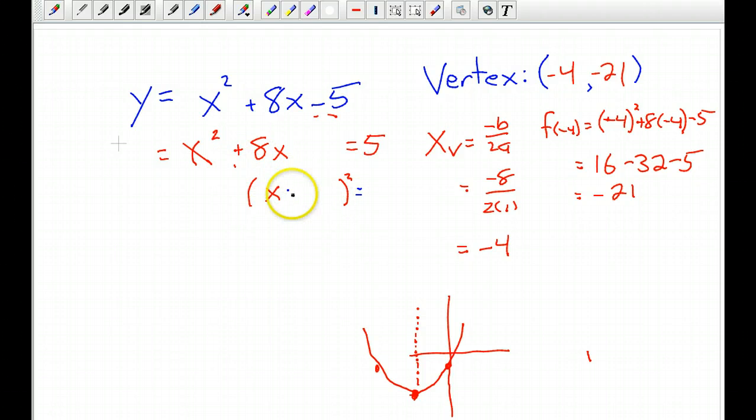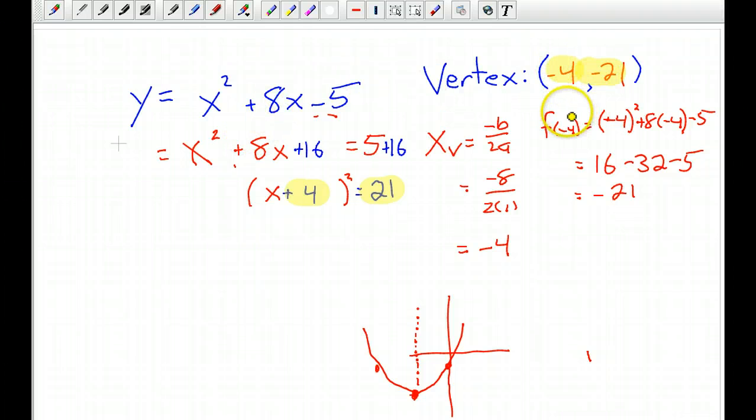Half of 8 is 4. 4 squared is 16, both sides. And 5 plus 16 is 21. Stop there. Any observations about where we're at right now? 4 and 21. What's our vertex?